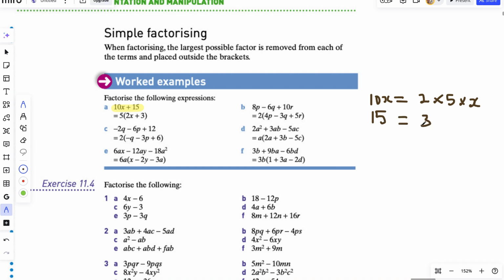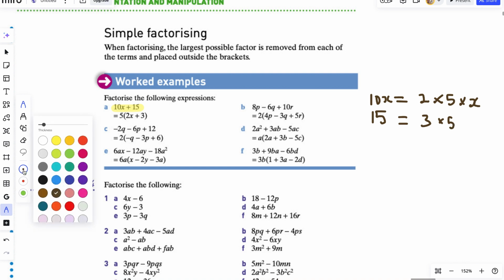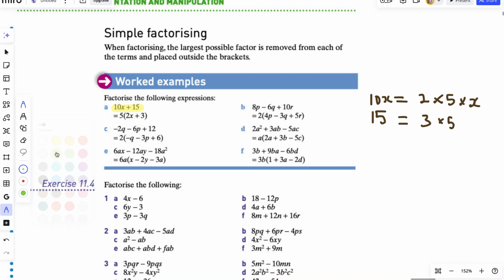Now for the HCF, we have to find numbers that are exactly the same. In this case, only 5 is found in both terms. Only 5 is common to both terms. You're going to bring out what is common between the two, so what is common is the HCF. This is just a revision for your HCF. You bring out the HCF as a factor. 5 is the HCF.